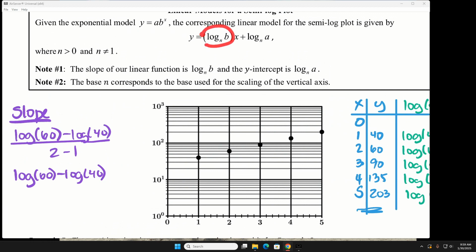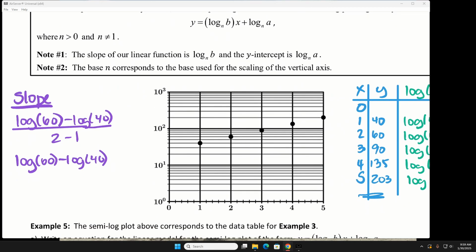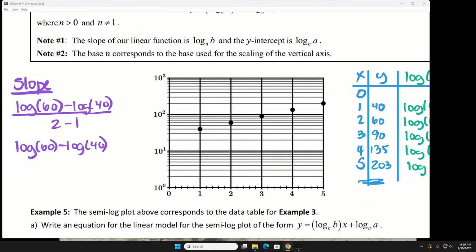But for my slope, I just need it to be log of something. I need a singular log. So what am I going to do to bring these together as a singular logarithm? Divide the arguments. Good job. All right, and then I would probably reduce that down to either a 1.5 or 3/2. They're both perfectly acceptable.